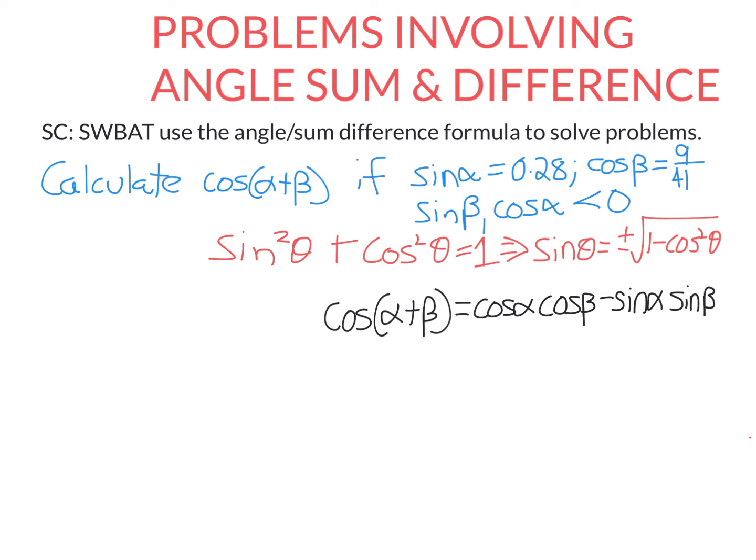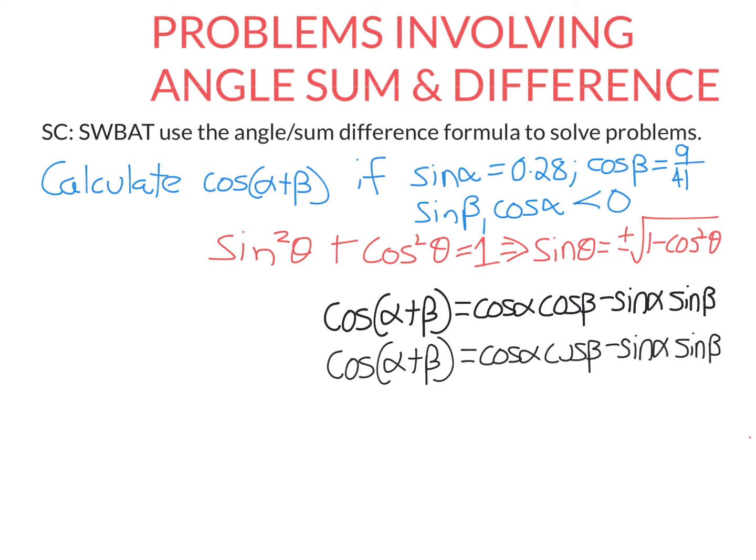Remember to be careful when using the cosine formula. It sort of goes the opposite way that you'd expect, in that there's a plus in the brackets, there's a minus between the two terms. So now all I'm going to do is change cos of beta to 9 over 41 and change sine of alpha to 0.28, which is 7 over 25.